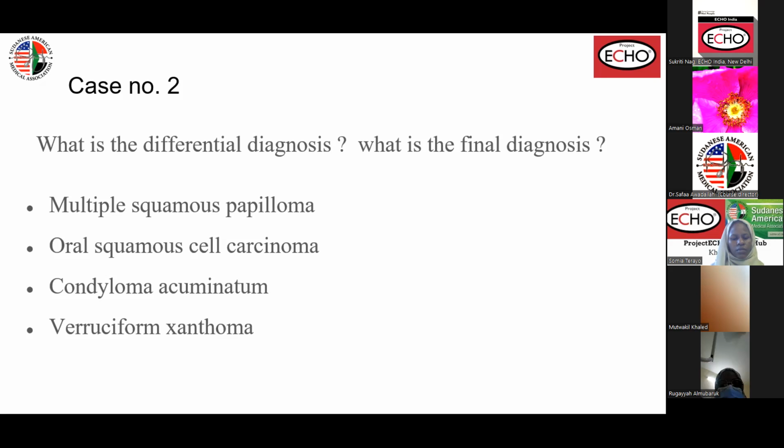So given all these factors, what do you think is the final diagnosis? Looking at these 4 differential diagnoses, I want you to give me a suggestion for the definitive diagnosis of this condition. Okay, multiple squamous papilloma. Any other suggestions? Condyloma acuminatum.